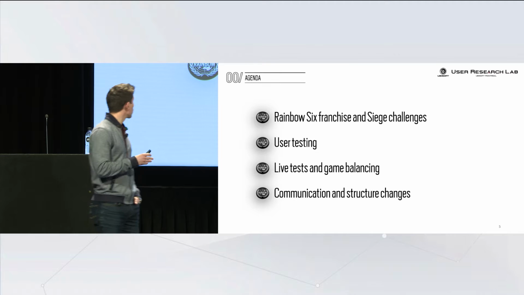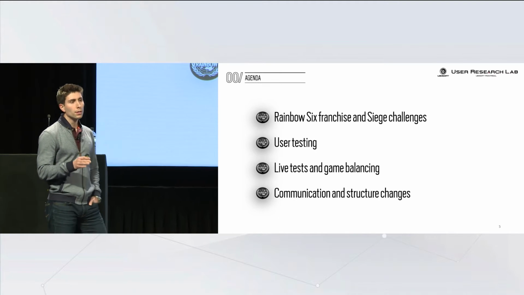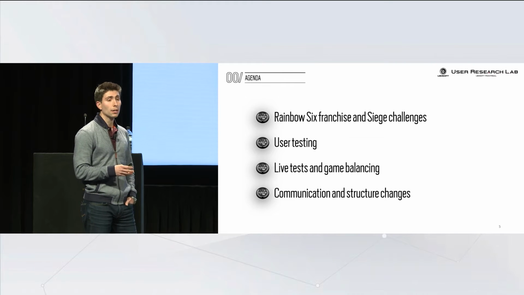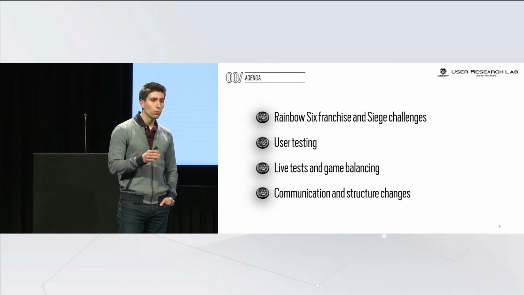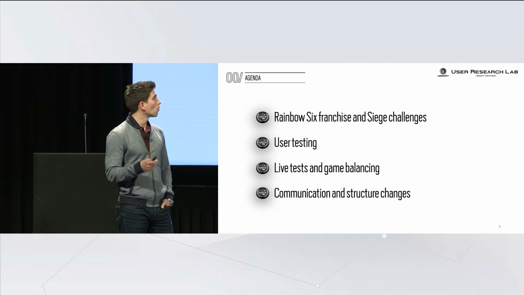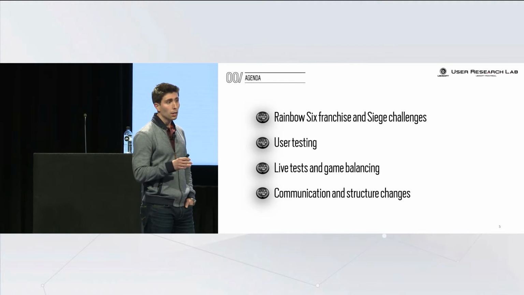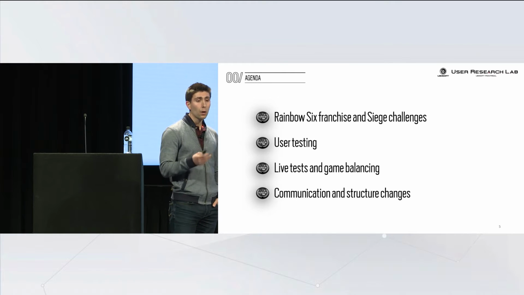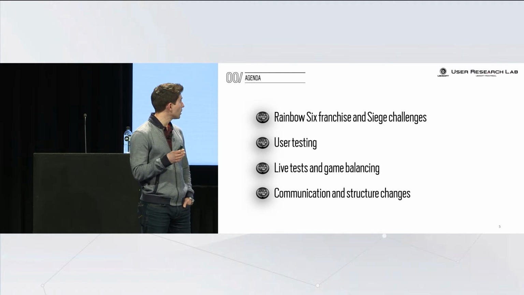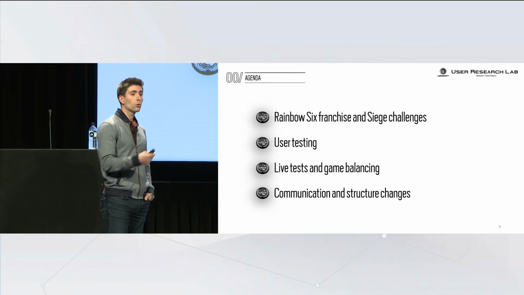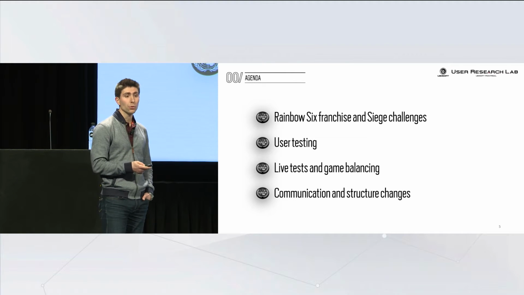So today, I'm going to briefly explain to you what the franchise is, what the Rainbow Six game is, and how Siege fits into that. I'm going to explain the challenges that we had in terms of gameplay, how we did user testing, why we did live tests, with some examples for game balancing, and also explain how live tests impacted my team, the analytics team, in terms of the way we communicated with the dev team, and in terms of how we were structured in order to report to the developers.